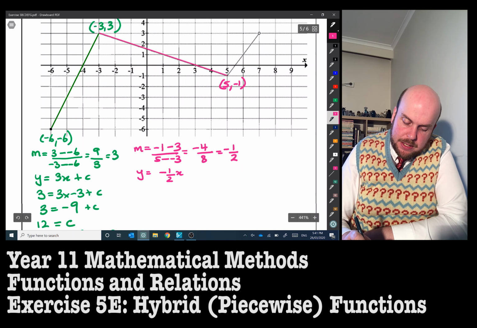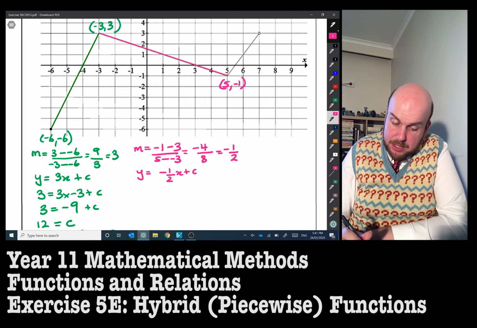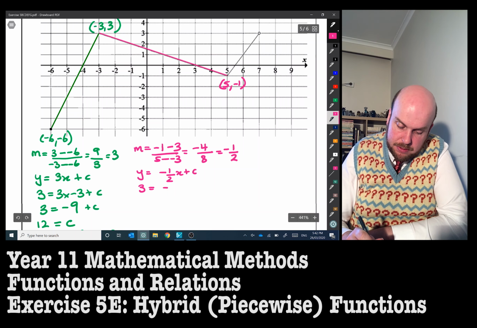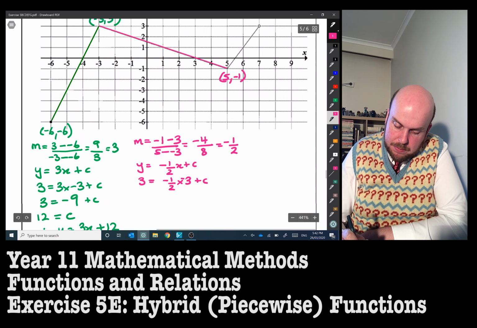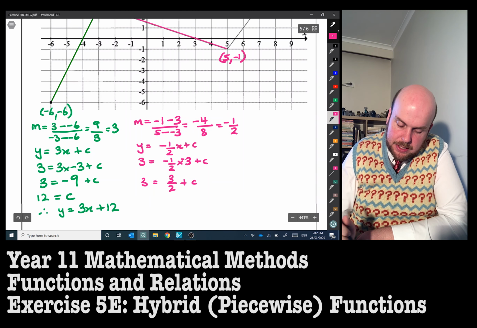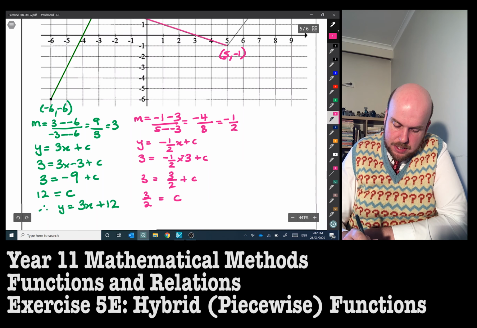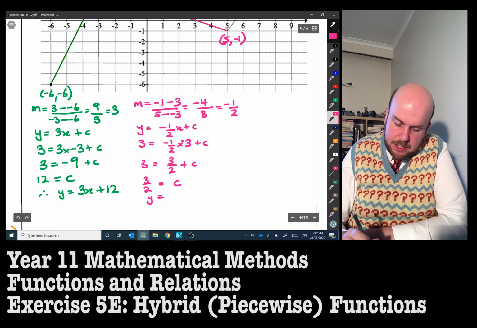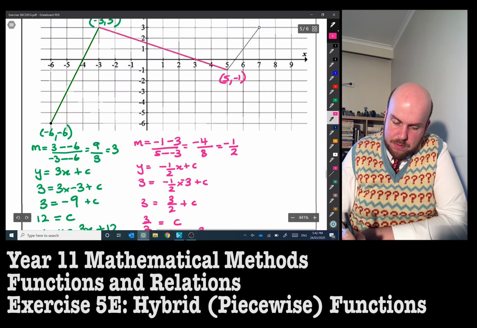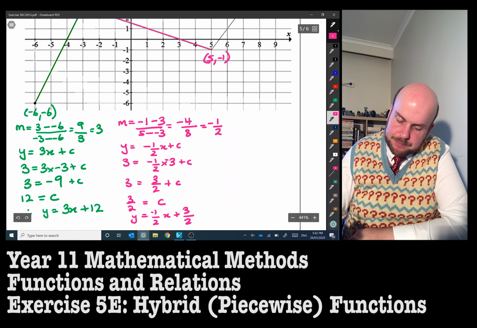Y is equal to -1/2 x plus c. We can substitute in here, so we can either use 3 and -3 again. Why not? You did very well the last time. 3 is equal to -1/2 times -3 plus c. So 3 is equal to 3 over 2 plus c. So 3 over 2 is 1.5. 3 take away 1.5 is 1.5. So that's going to be 3 over 2 is equal to c. So therefore that's y is equal to -1/2 x plus 3 over 2, which makes sense as the line is going right through 1.5.